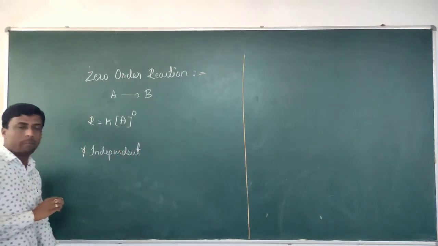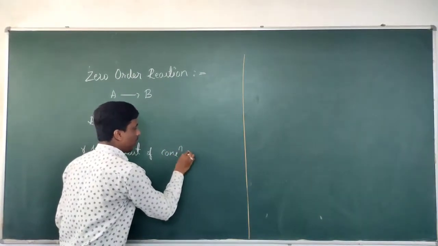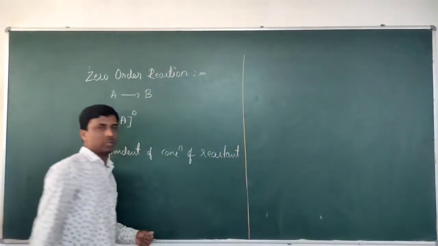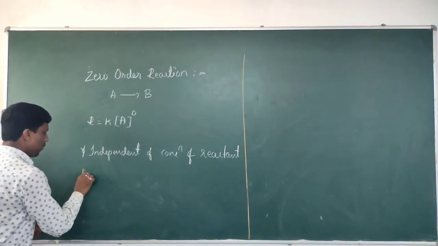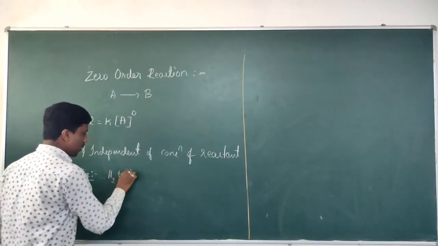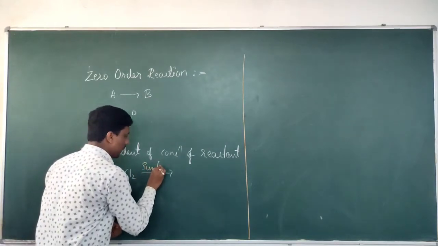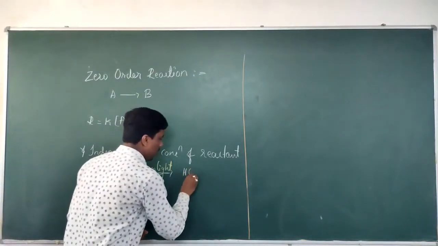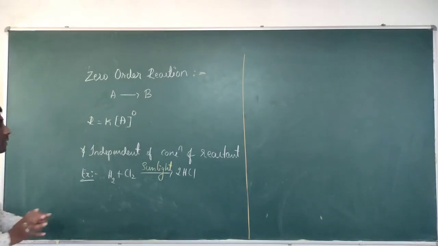We can say that it is independent of concentration of reactant. Okay? Again, zero order reaction ಅಂತಂದ್ರೆ ಏನು, ಒಂದು ಎಕ್ಸಾಂಪಲ್ ಕೊಡ್ತಾರೆ ನೋಡ್ರಿ. Hydrogen reacts with chlorine in presence of sunlight to form what? Hydrogen chloride. It is one example for zero order reaction.